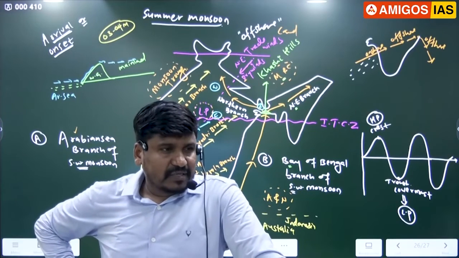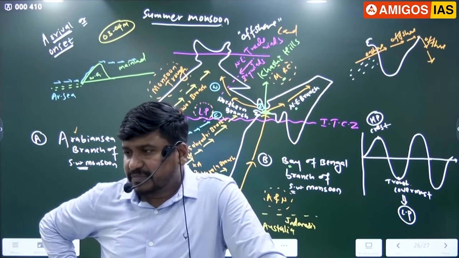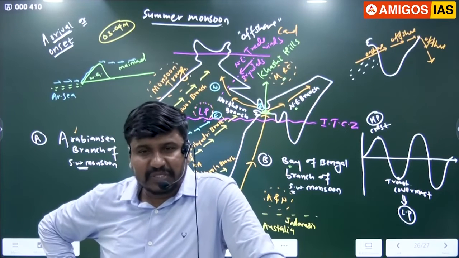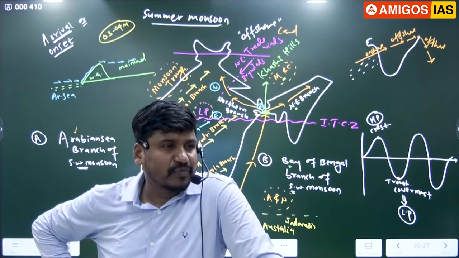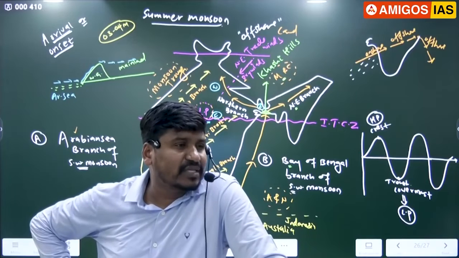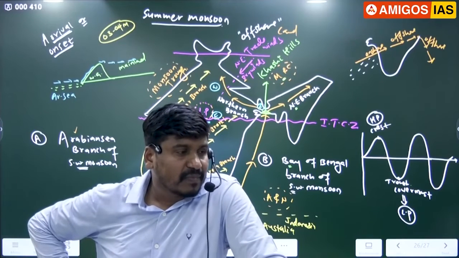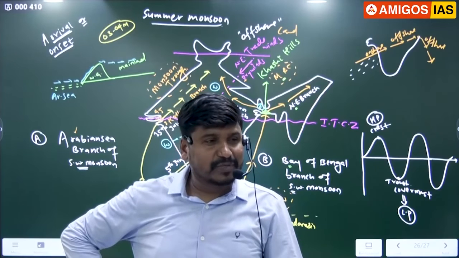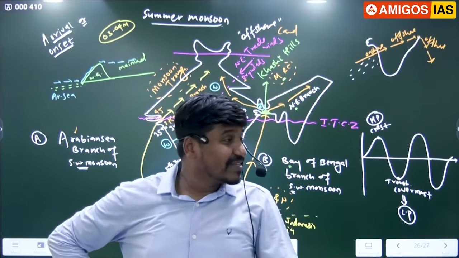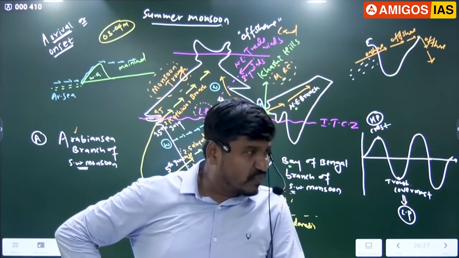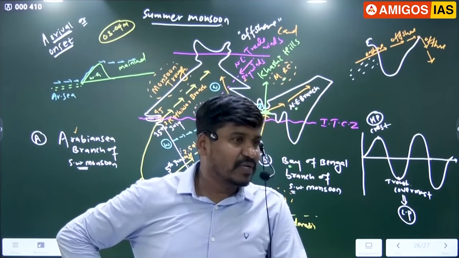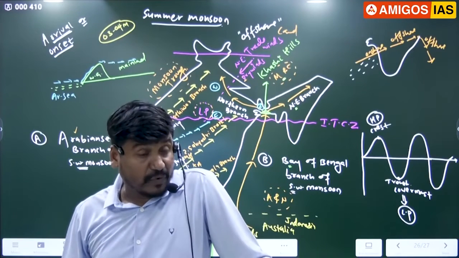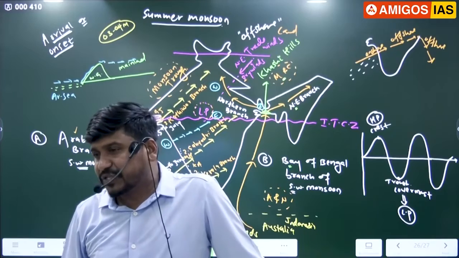rainforest? Which forest do we call a rainforest? Amazon is an example. My question is, which forest should be called a rainforest? What is the criteria? What is the condition to call it a rainforest? Rainfall should be throughout the year. Very good. More than 150 centimeters. Okay, good. Anyone else? What is the criteria?